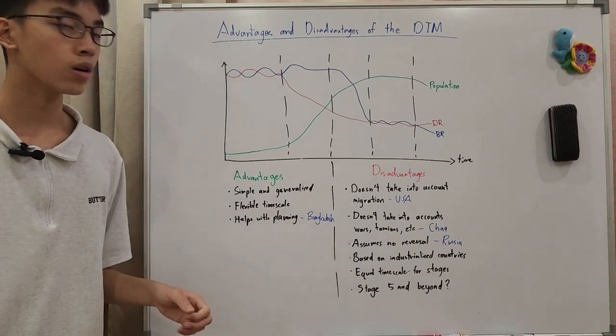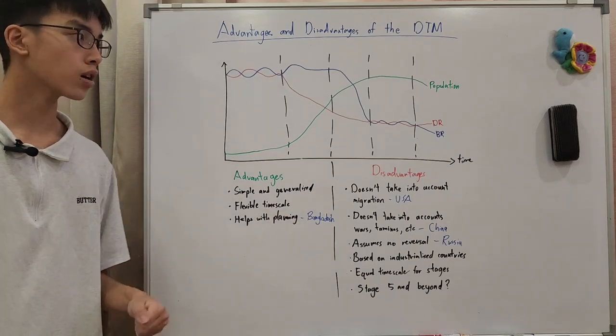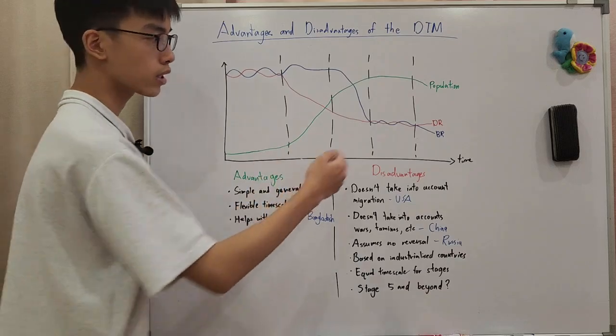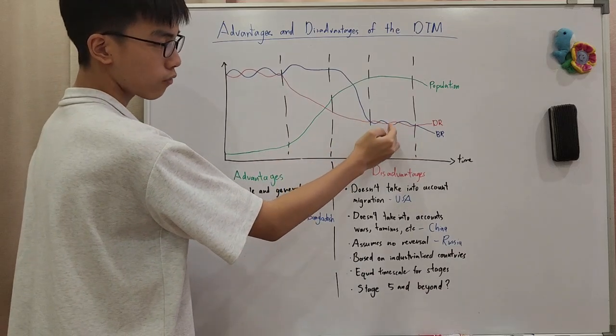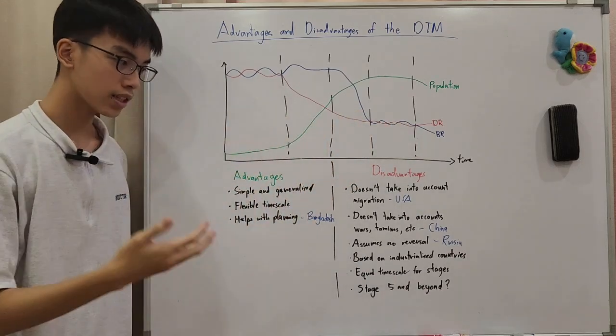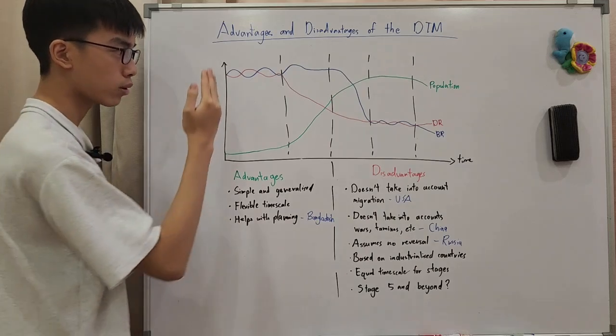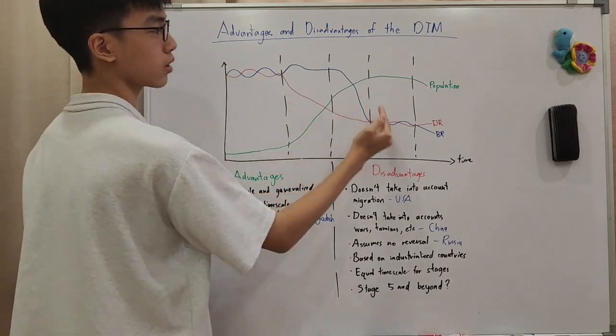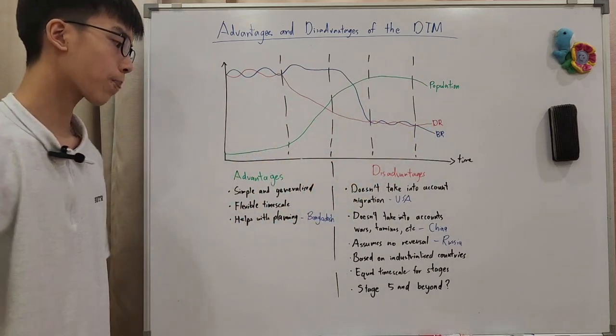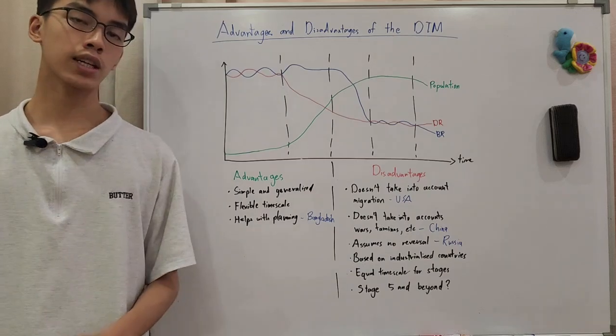It assumes no reversal. So Russia, after the breakup of the USSR, they did have an increase in birth rates for a while. So they kind of went from here back to here. But again, it assumes no reversal. It assumes that you have to move from here, then to here, then to here, then to here, then to here, no going back. And also it's based on industrialized countries.